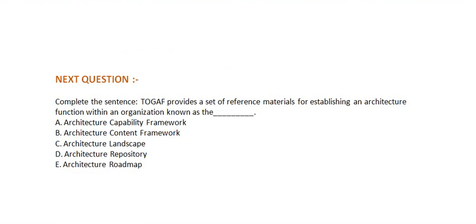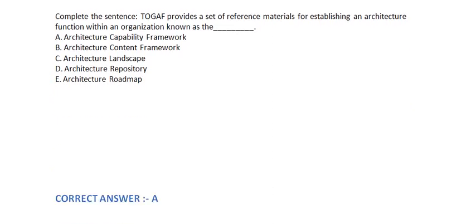Today's questions are: complete the sentence. TOGAF provides a set of reference materials for establishing an architecture function within an organization known as the option A, Architecture Capability Framework. Option B, Architecture Content Framework. Option C, Architecture Landscape. Option D, Architecture Repository. And option E, Architecture Roadmap. The correct answer is option A.